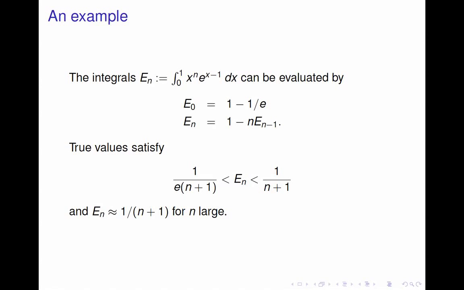Now I just look at the shape of the integral, and I can tell that it is bounded from below by 1 over e times n plus 1, and it's bounded from above by 1 over n plus 1. So it's positive. It's actually approaching 1 over n plus 1 as n gets large. It can't be too big. I know lots of qualitative properties about it just by thinking about analysis.